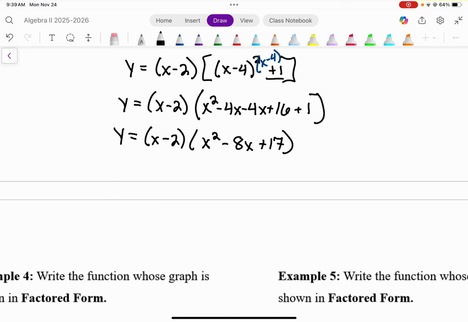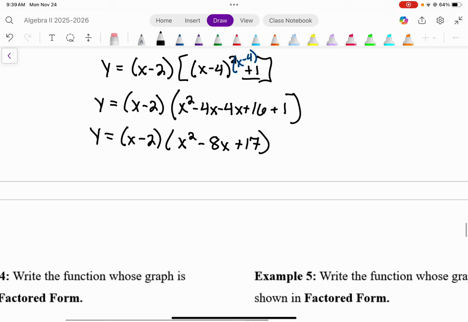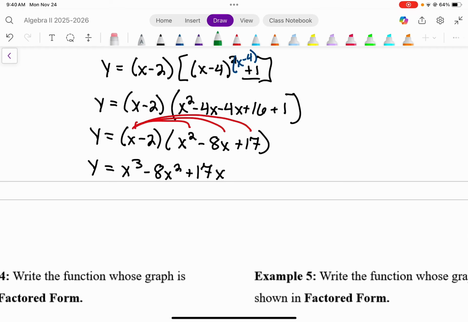Then our last step is we need to FOIL one more time to get rid of all of the parentheses. So we would get x cubed minus 8x squared plus 17x. And that was from taking this x multiplied by everything in the second set of parentheses. Now we're going to take negative 2 and do the same thing. And that would give us a negative 2x squared plus 16x minus 34.